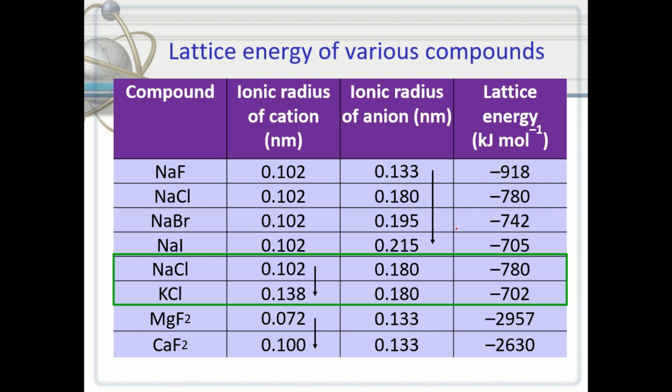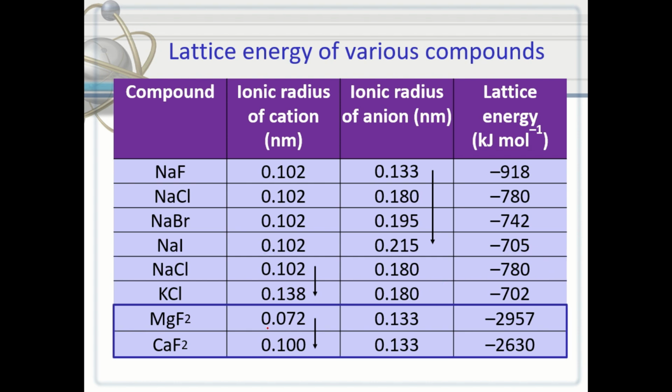Now for the second group, I have group 1 chlorides, sodium chloride and potassium chloride. When the size of the cation increases in this case, again, lattice energy becomes less exothermic. And another group, group 2 fluorides: the size of the cation is increasing from magnesium to calcium. So lattice energy becomes less exothermic.